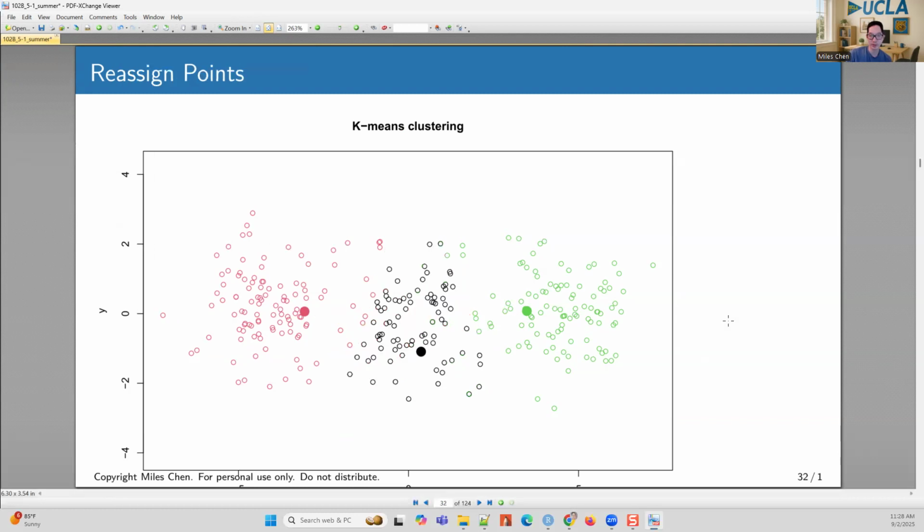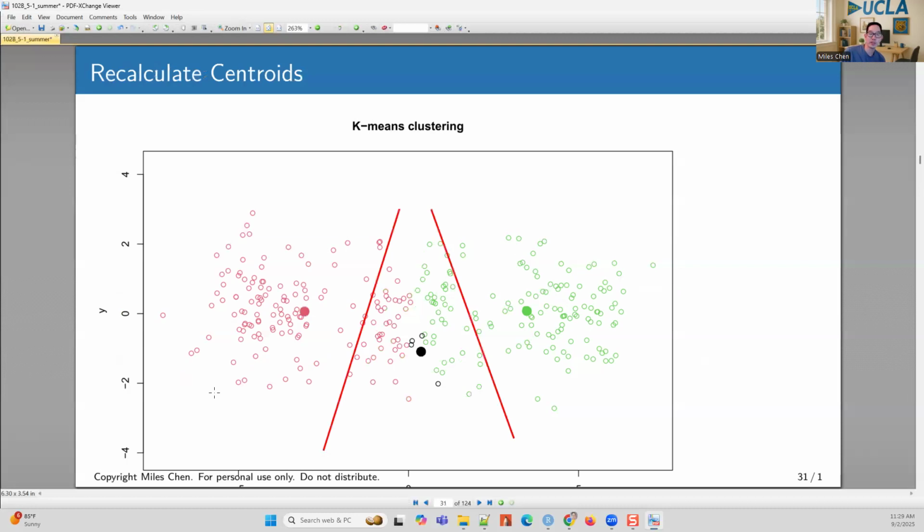All right, and then let's see how I did. So this was my guess. Yeah, pretty good, I think. And so after reassigning the points, this is what we have. And then now we say, okay, what is the center of all of these points in green? What is the center of all of these points in black? What is the center of all of these points in red? And so we recalculate the centroids. Okay, so you go from there to there, right? So this is what you had.